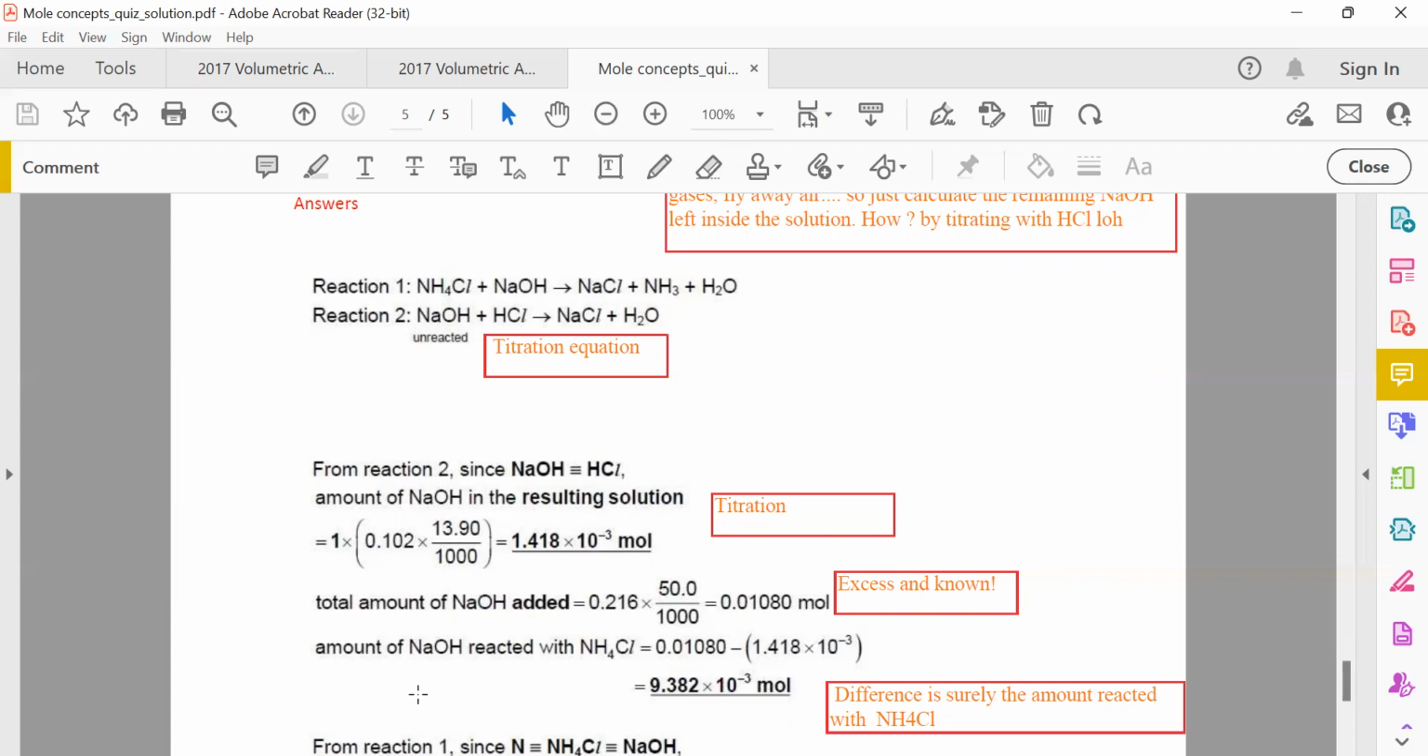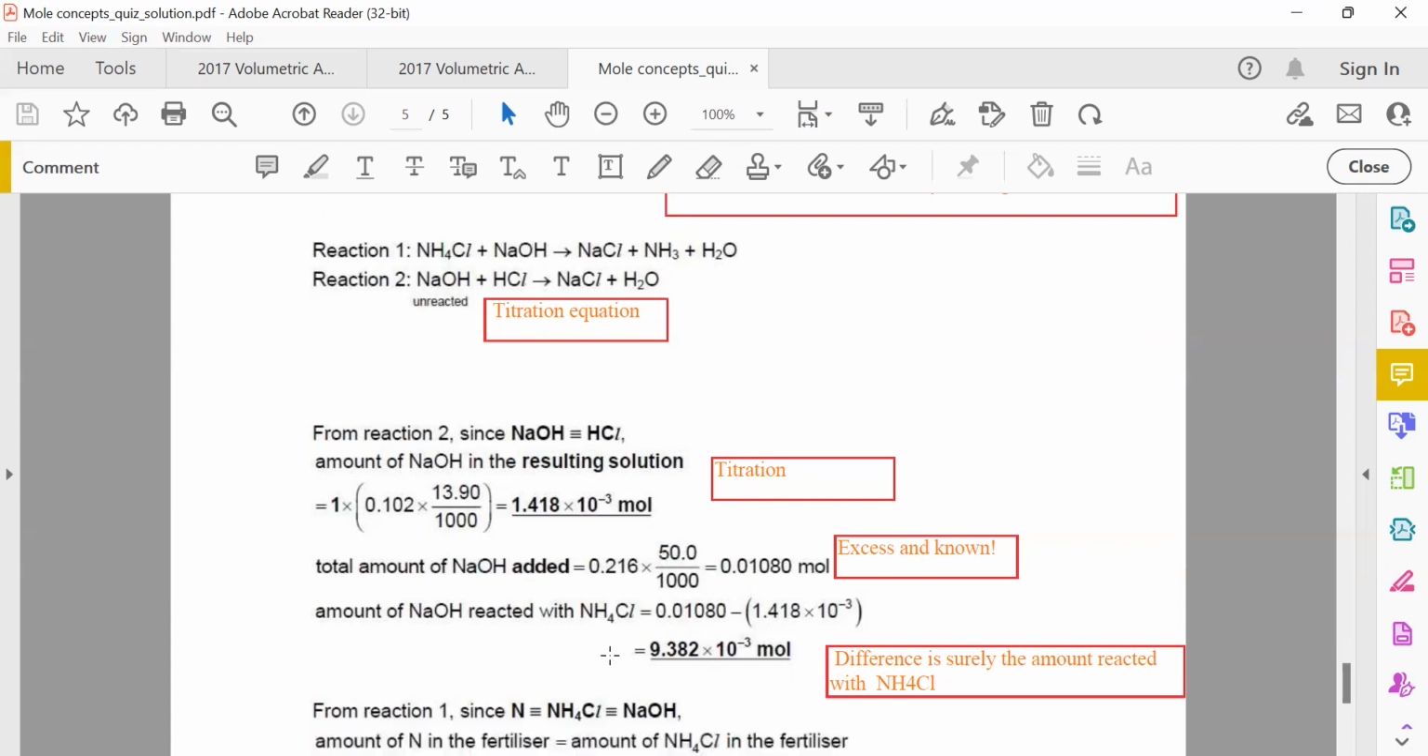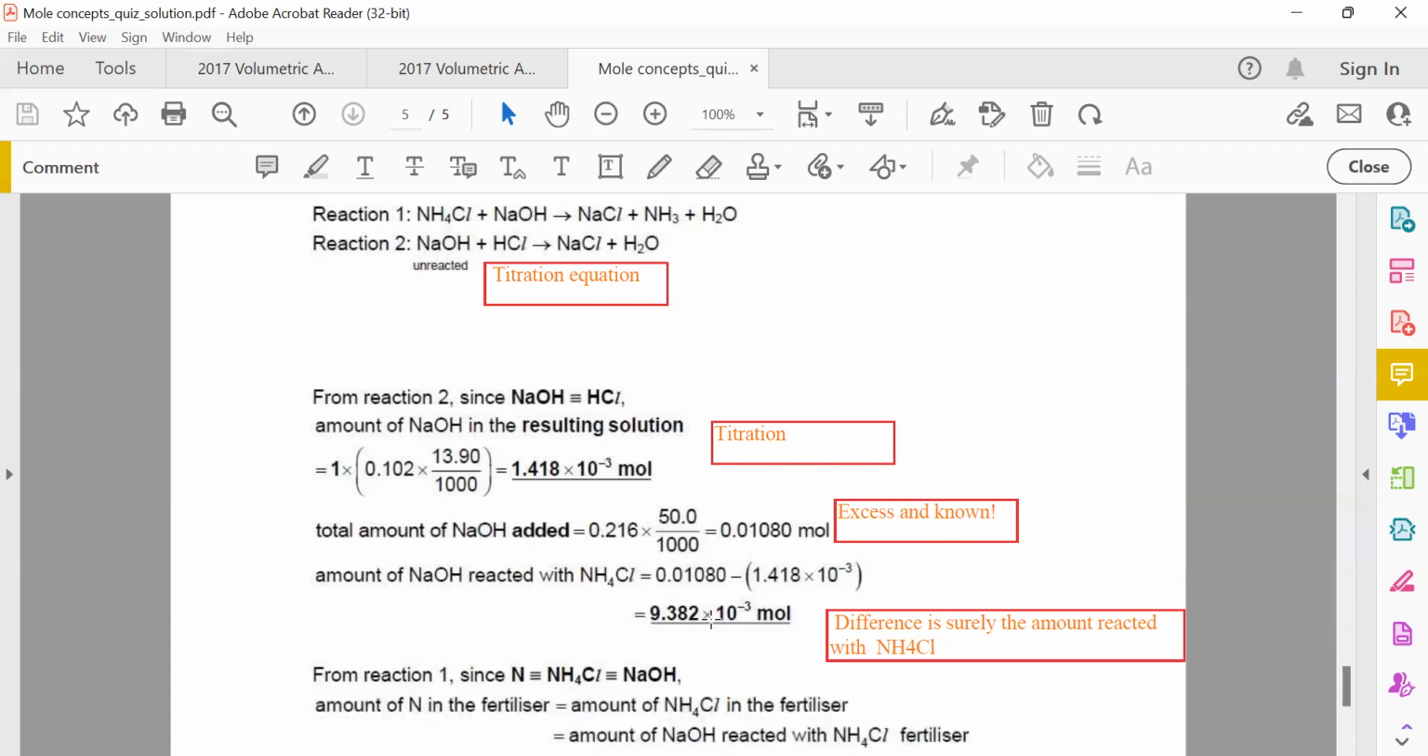So if you take the difference, right, this will be the amount of ammonia. Wrong, the amount of sodium hydroxide that reacted with your ammonium chloride. So this will be the amount. So that's why we always take the difference. Okay. So for back titration, right, always take the difference.